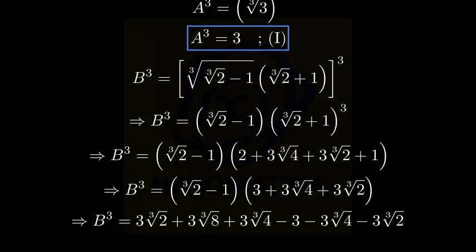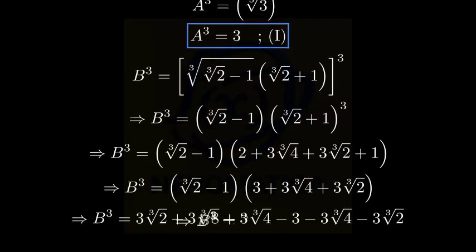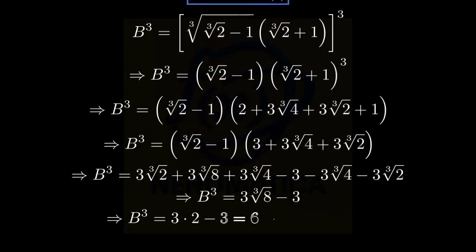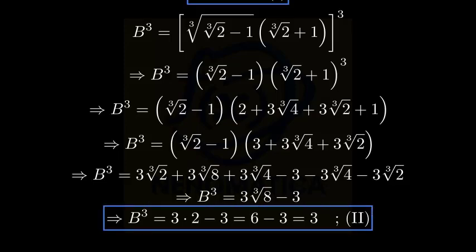Now, let's simplify by canceling like terms. The cube root of 8 equals 2. And the 3 times cube root of 2 terms cancel out, as do the 3 times cube root of 4 terms. So we have b cubed equals 3 times the cube root of 8 minus 3. Since the cube root of 8 equals 2, we get b cubed equals 3 times 2 minus 3, which equals 6 minus 3, which equals 3.